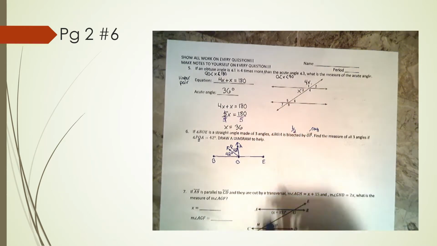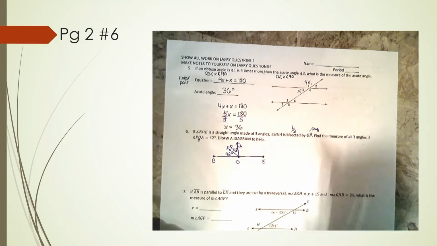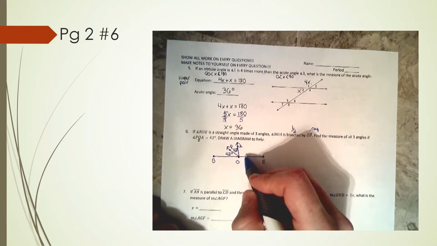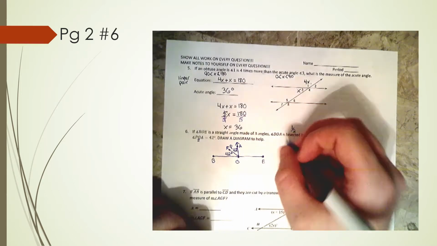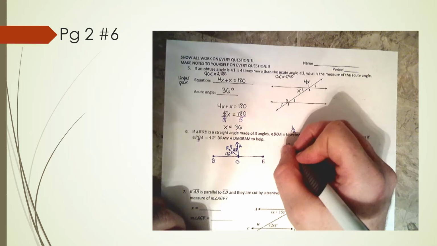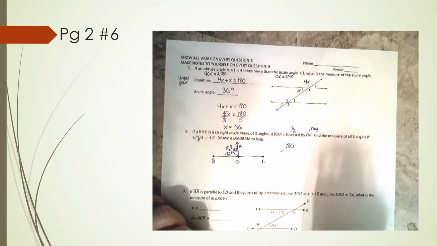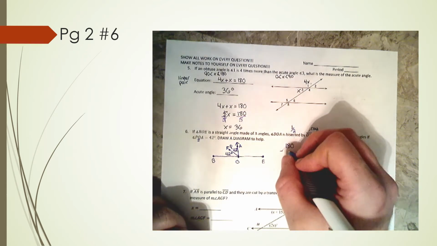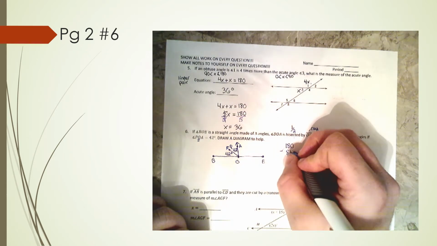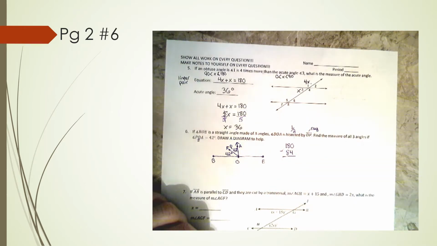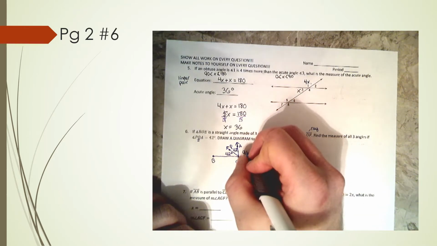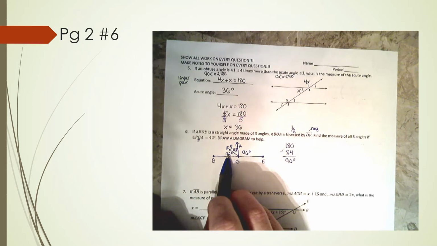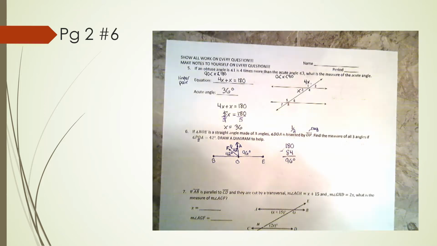So the only one I have to find now is angle AOE because there's supposed to be three angles. The full thing has to equal 180. So I'm going to do 180 minus these two right here. 42 plus 42 is 84, and 180 minus 84 is 96 degrees. So one angle is 42, the other one's 42, and the last one would be 96.